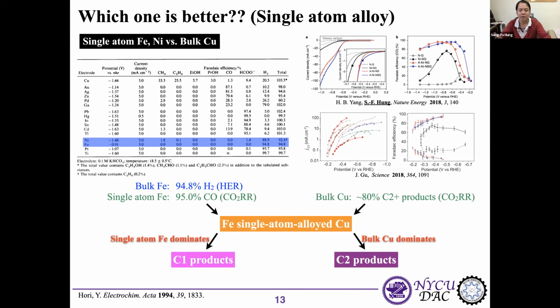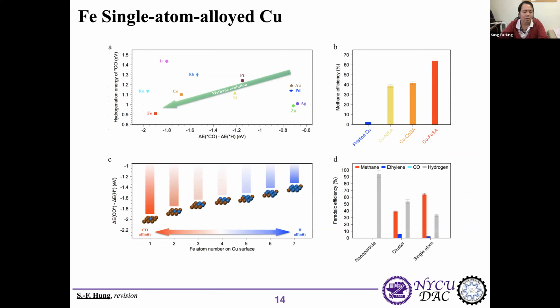So I think, which one is better? I designed the iron single atom alloy in copper to see which products dominate. If the single atom iron dominates, the catalyst will show the capability for C1 products. But if the bulk copper dominates, we will see the C2 products. In this case, we compared different single atoms on the copper surface by theoretical calculation, and we found the iron single atom is the best one. The experimental results of low methane efficiency match well with the theoretical results.